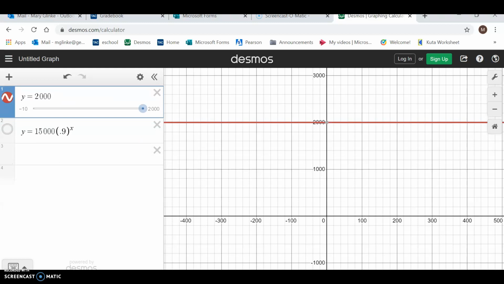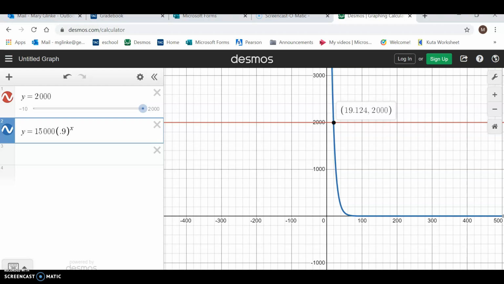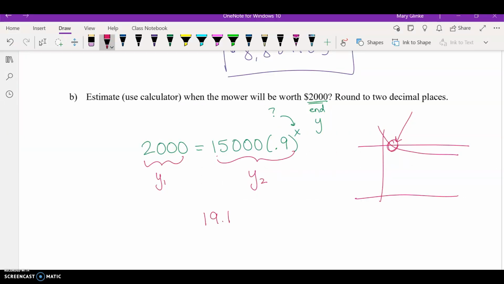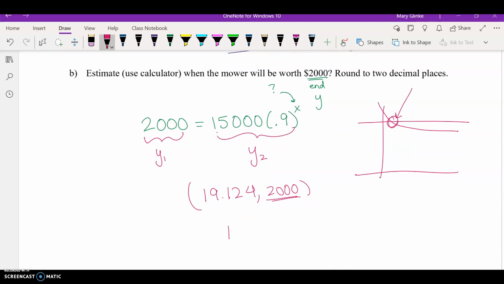Here is y equals 2,000. And y equals 15,000 times 0.9 to the x. So my x values here, you can go up to like 100 or even 20 should be enough. For your y values, you want to make it past 2000 because now you can see that this intersection point here is 19.124 comma 2000. So 19.124 comma 2000 means that our y value will be 2000 in about 19.12 years.